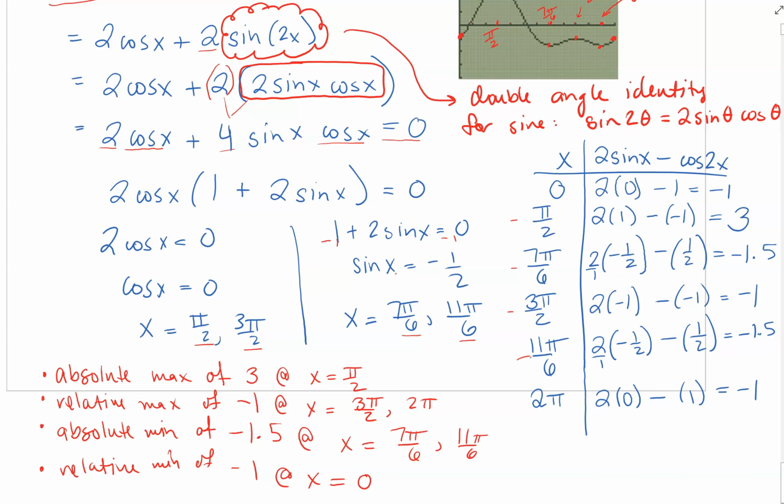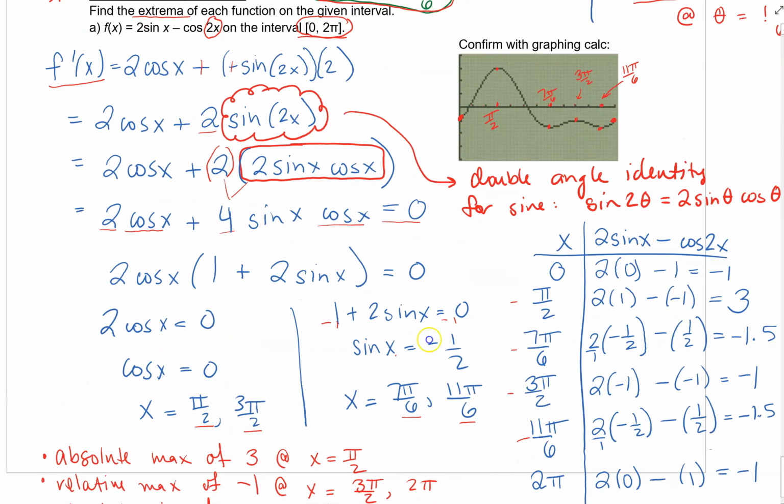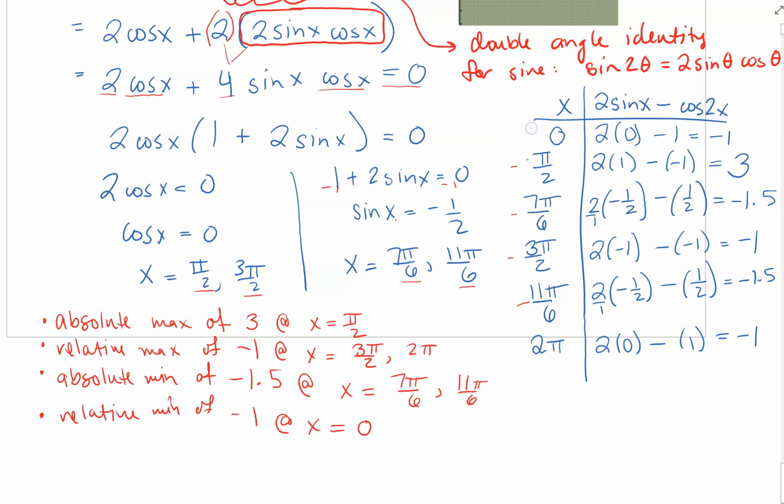But then because this question also came with an interval, a closed interval, I have to also check those endpoints, because those will create a max or a min simply because the function is cut off at those points. So I had to plug all of these points into this equation: 0, pi over 2, 7 pi over 6, 3 pi over 2, 11 pi over 6, and 2 pi. So I plugged all of those in.